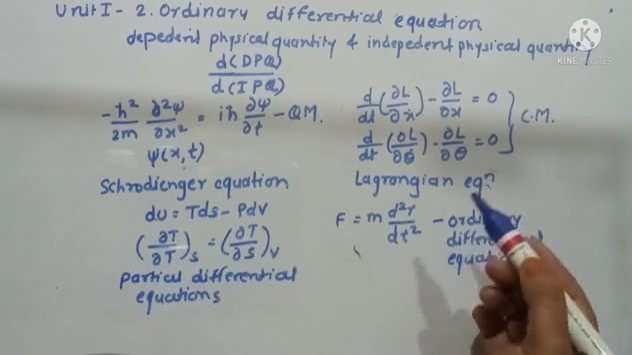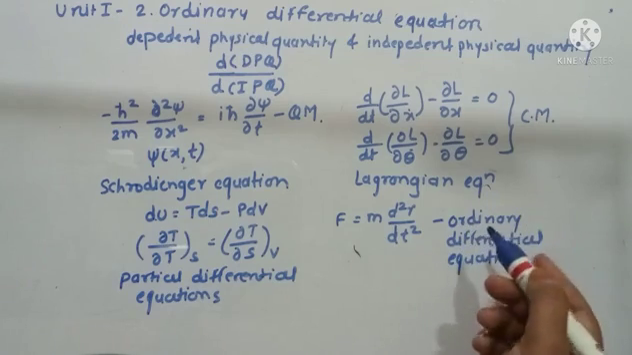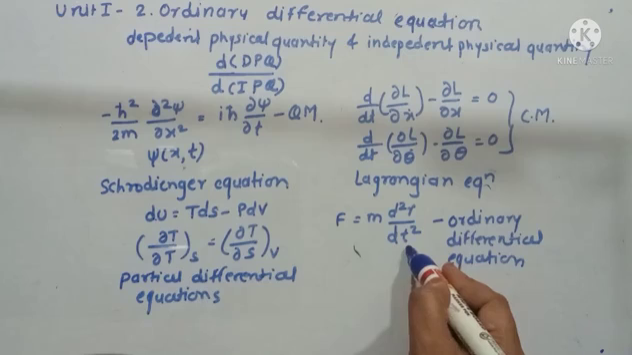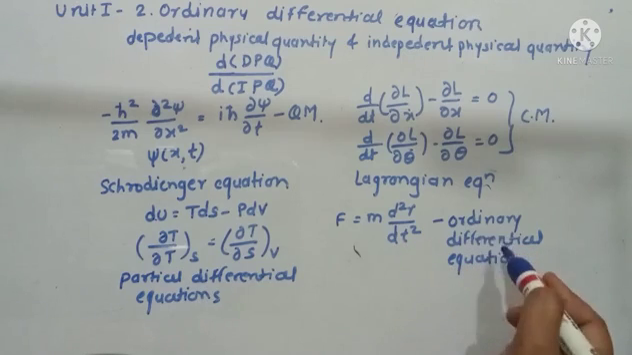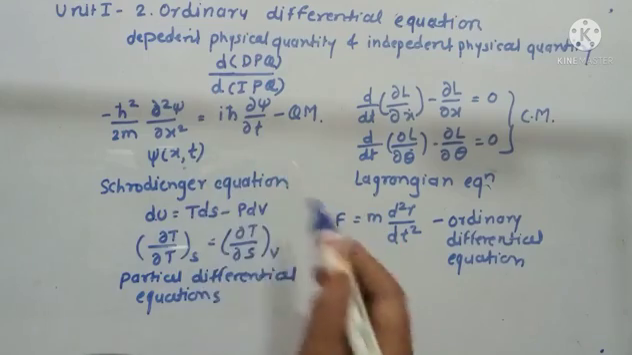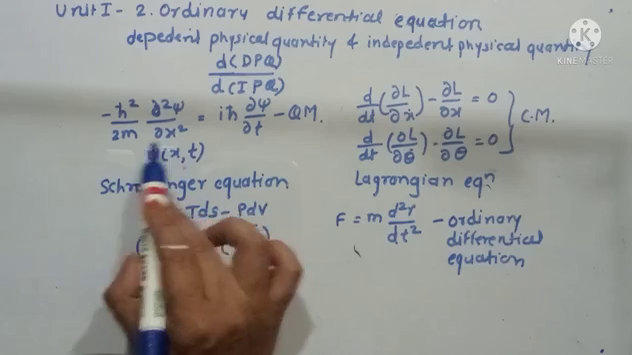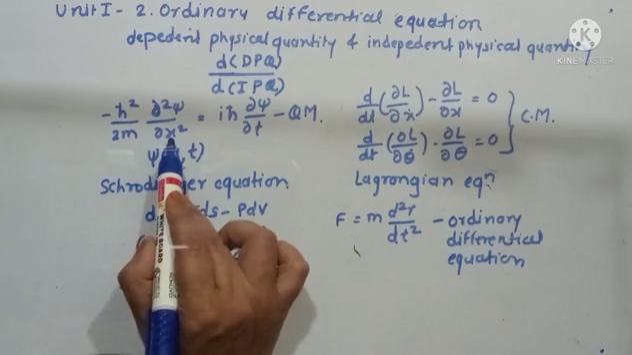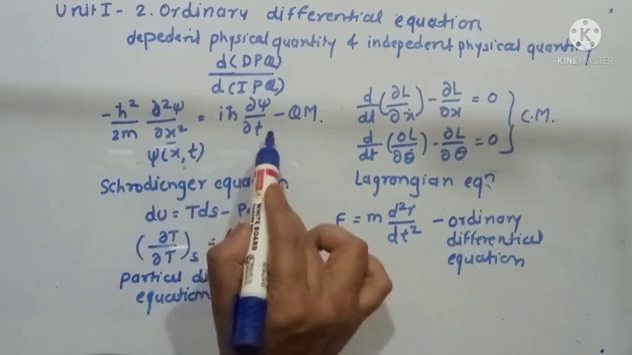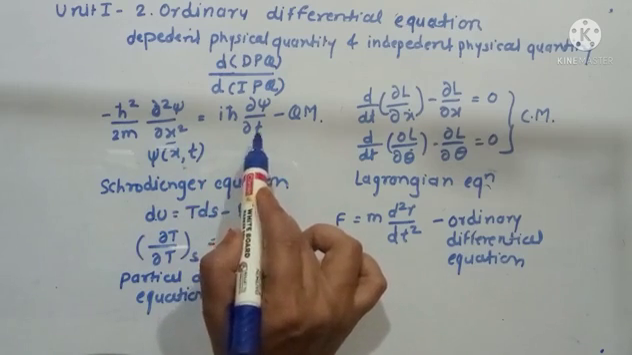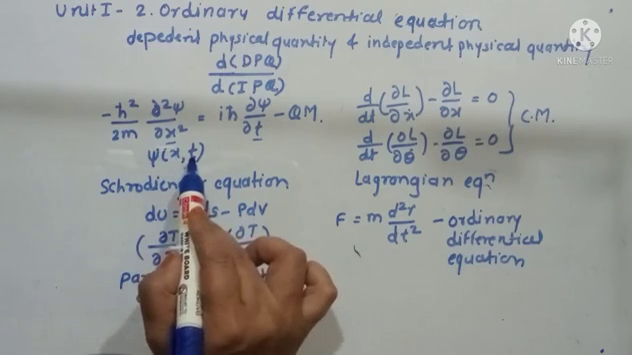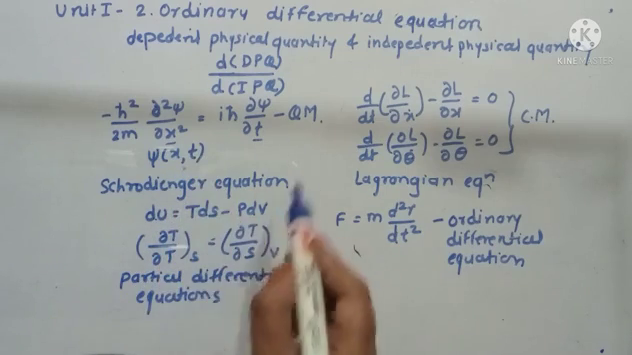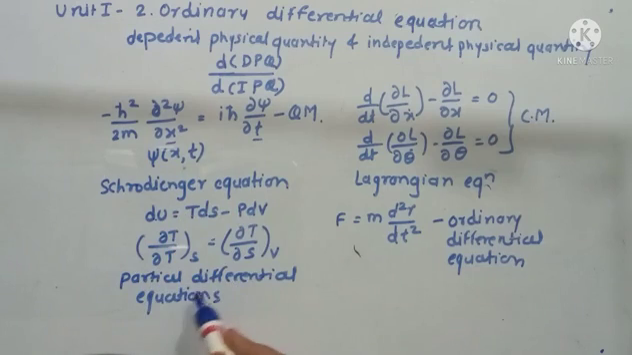We are going to see what is meant by the order and degree of a differential equation. But the equations in which there is only one independent variable are called ordinary differential equations. And the equation which consists of more than one independent variable, for example, if you see this equation, x is one independent variable and t is another independent variable. So psi is a function of x and t. So there is more than one independent variable, and these equations are called partial differential equations.